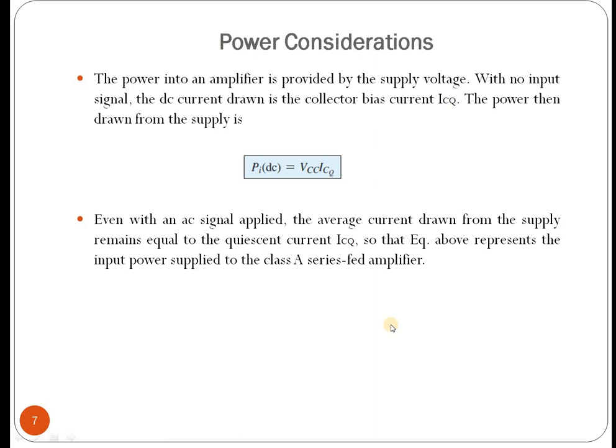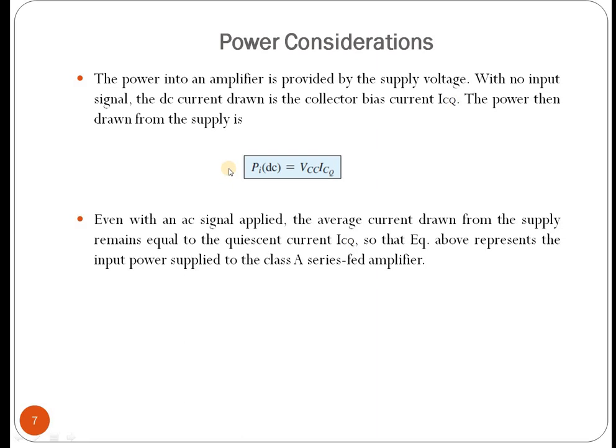Power considerations. The power into an amplifier is provided by the supply voltage, that is VCC. If we do not have any input signal, then the current drawn is the collector bias current, that is ICQ. So without any signal, the power will be only VCC and ICQ. We have only the supply voltage, VCC, but no input signal.